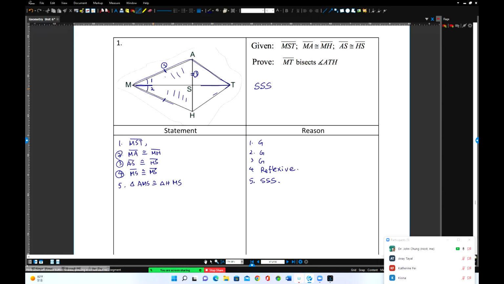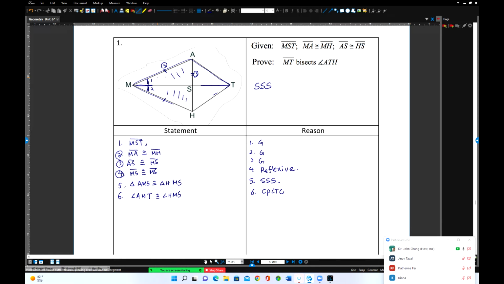This angle 1, angle 2 are corresponding angles, okay? Then we can use side, angle, side, okay? All right. Now from here, angle 1, I'm going to do the angle, okay? Angle AMS. Angle AMT or AMS, it doesn't matter. You can use anything, okay? Angle AMT congruent angle HMS, okay? The reason is what? CPCTC, isn't it? Corresponding angles. These two angles are congruent, okay?